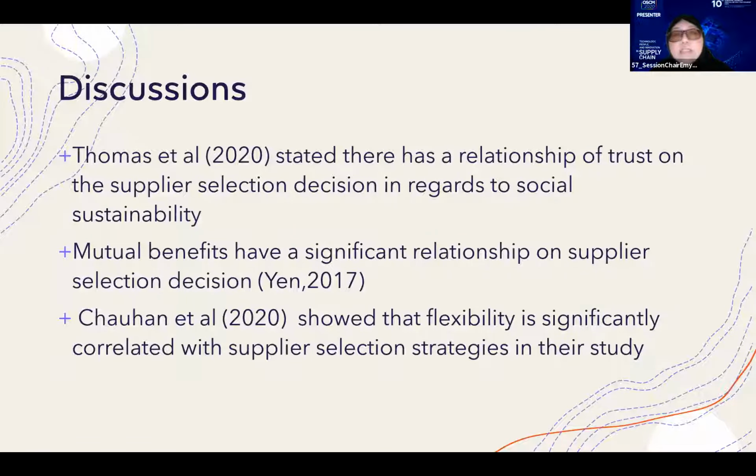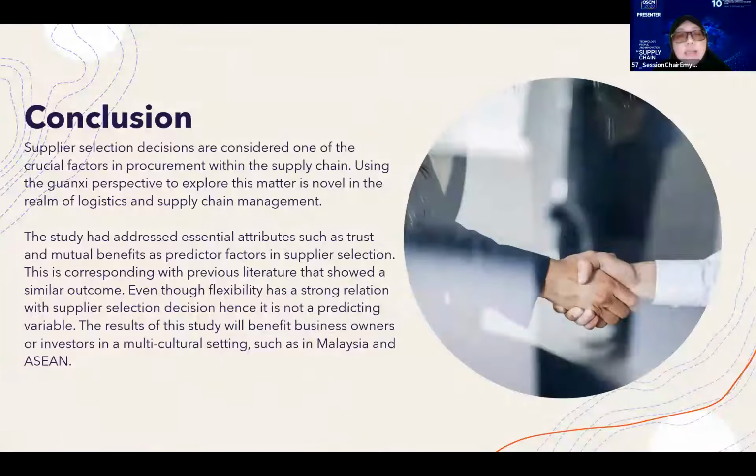In conclusion, supplier selection decisions are considered one of the crucial factors in procurement within the supply chain. So here we found that the GUANXI perspective can give a novel understanding of what we call interrelationship between different firms in, I think, the Southeast Asian region, which is I think a bit similar to China. So I think they correspond with previous literature saying that when you have that informal relationship, certain GUANXI attributes do afloat in that kind of setting.